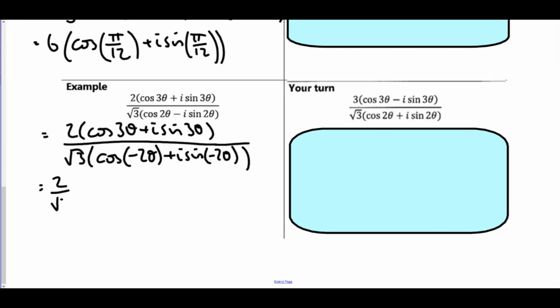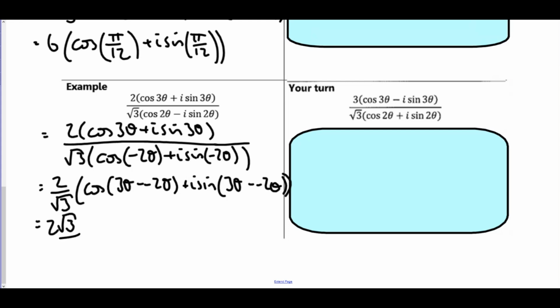Now I can go about dividing the moduli, so I get 2 over root 3, and I subtract the arguments, cos 3 theta minus minus 2 theta plus i sine of the same thing. We can rationalize the denominator, 2 root 3 over 3, and 3 theta minus minus 2 theta gives me 5 theta.